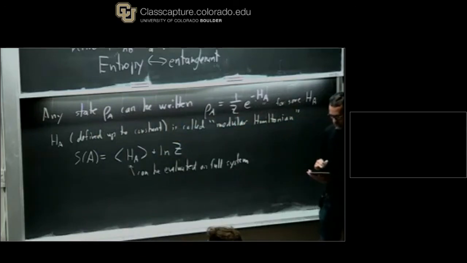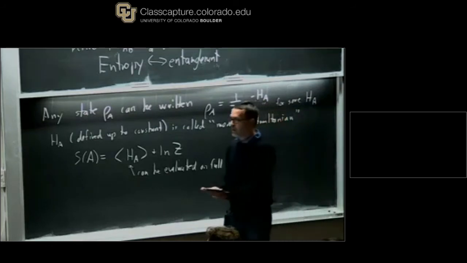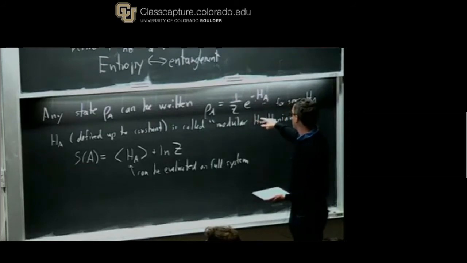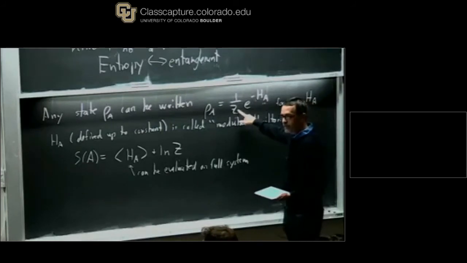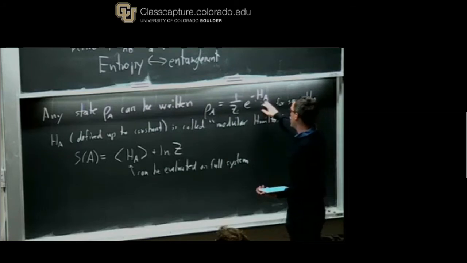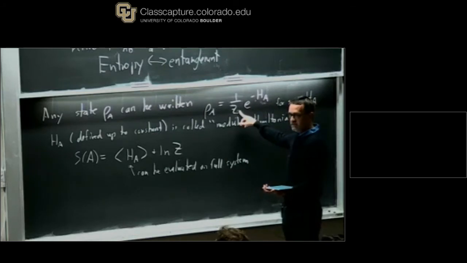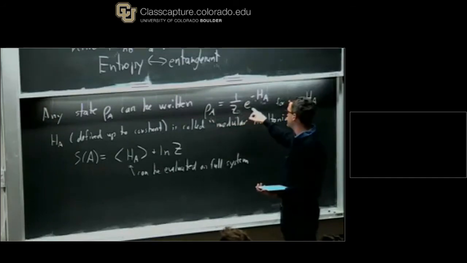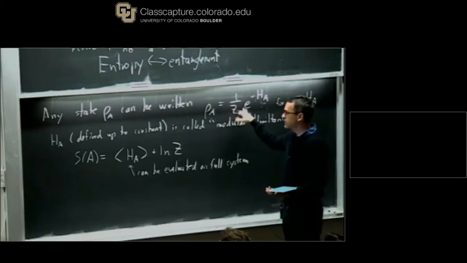So the modular Hamiltonian can take different values depending on what the choices are. Z is a number, by the way. This is an operator. This is a number. For different choices of Z, does H_A change? Well, let me put it this way. If I shift H_A by a constant, Z changes. I'm just defining Z to be whatever it has to be such that this has trace 1. Z, by definition, is trace e to the minus H_A. So if I shift H_A by adding a constant, then Z gets multiplied by e to the minus that constant. This is just a normalizing factor.